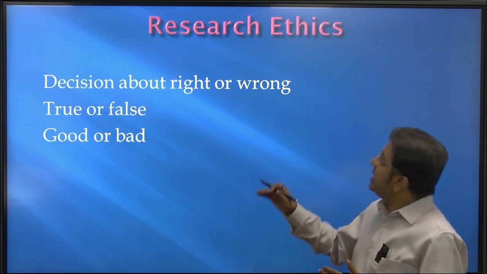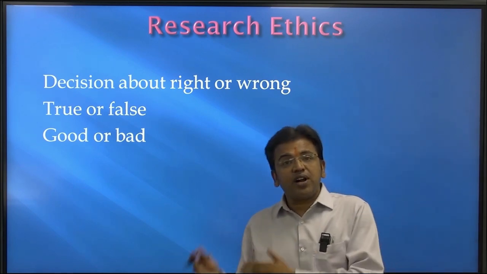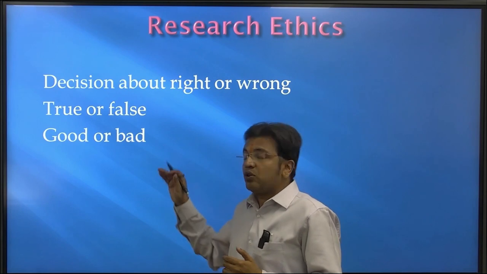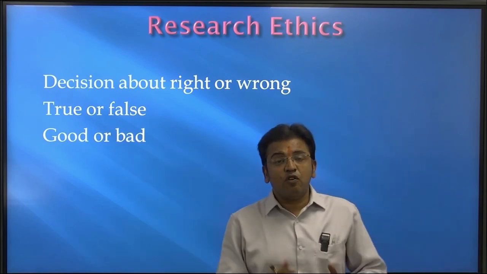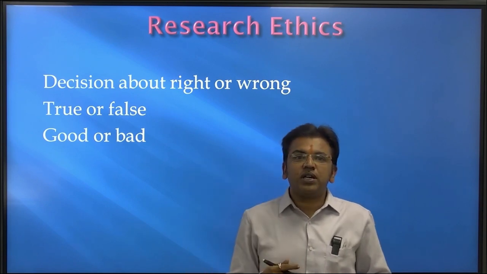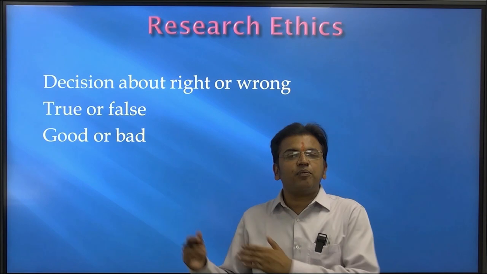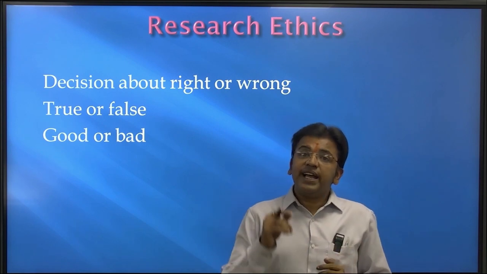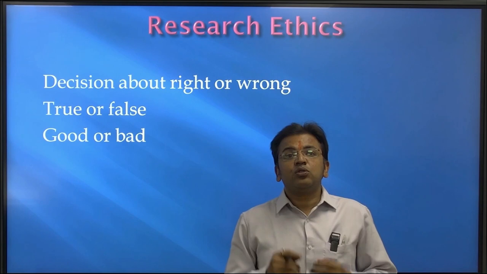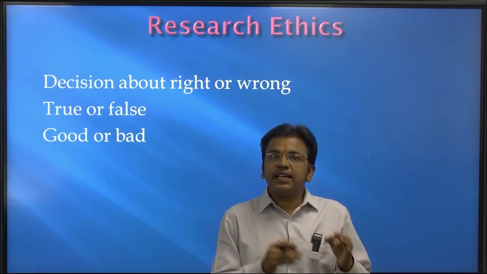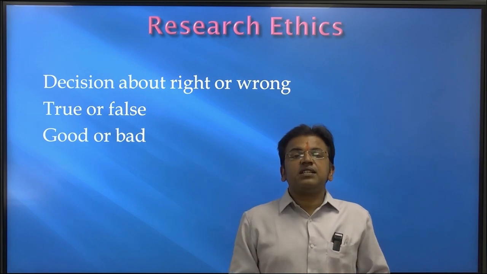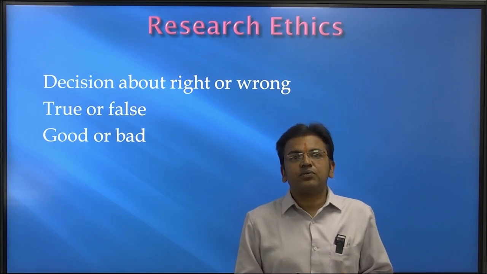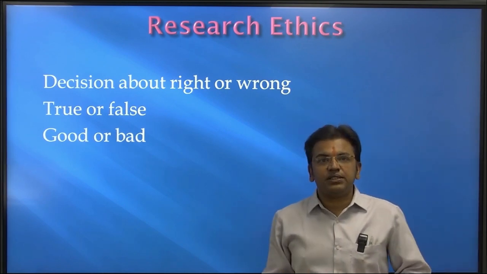It's all about decisions about right and wrong, what is right and what is wrong. It is all about true and false, good or bad. So he has to make the decisions. What are the things he is going to take in his research work, and what are the things he has to keep away from his research work? Because mentioning everything is not good for the society as a whole. So ethics is there. He should give the name of all the people from whom he has taken help. In references, in the bibliography, he has to mention all the citations which he has taken. So research ethics is very important.